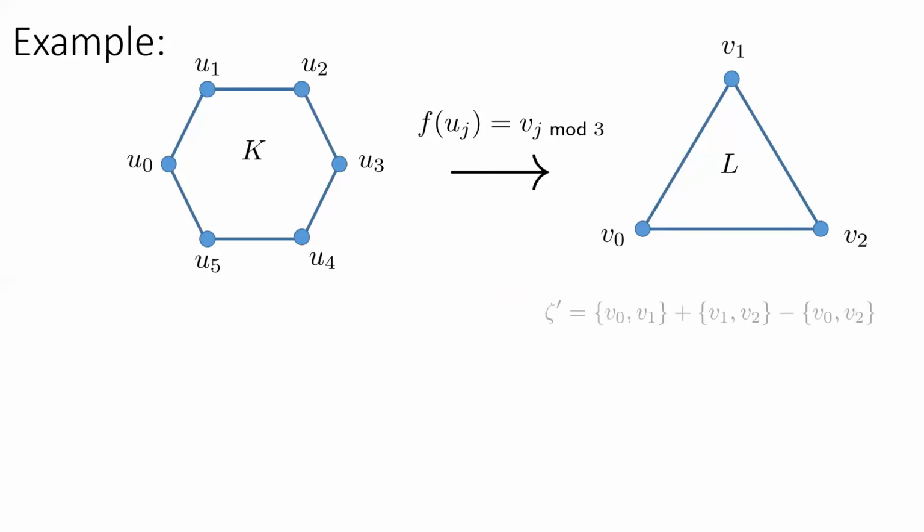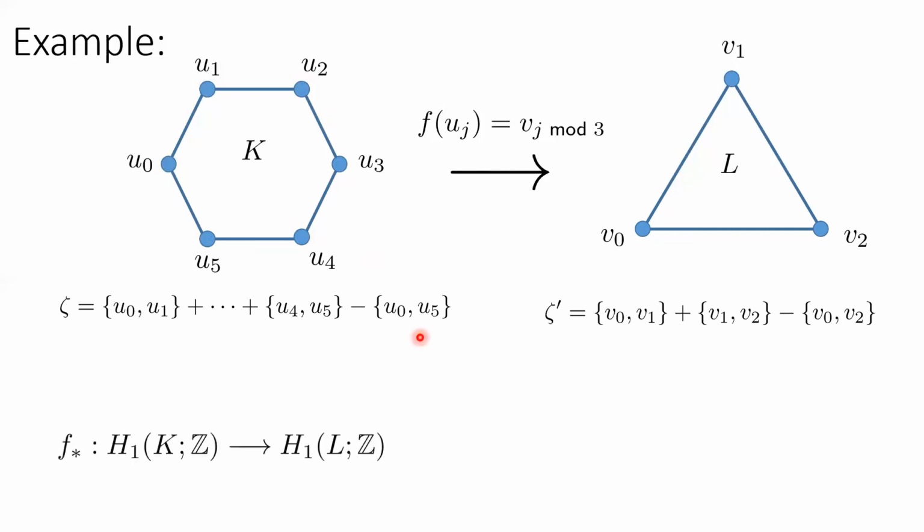We're going to take the typical cycle that we would take in here, right? So V0, V1 plus V1, V2 minus V0, V2. So this is the typical cycle that generates the one-dimensional homology of this simplicial complex. And zeta, we take the corresponding cycle, from U0, U1 to U2 to U3, U4, U5, and U0 again.